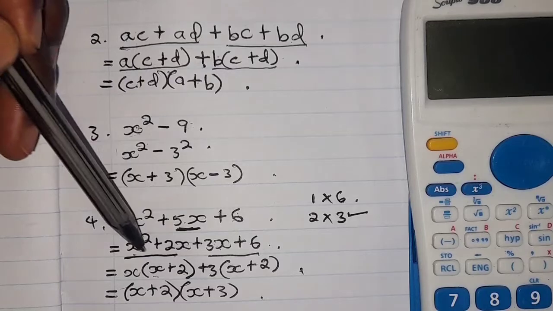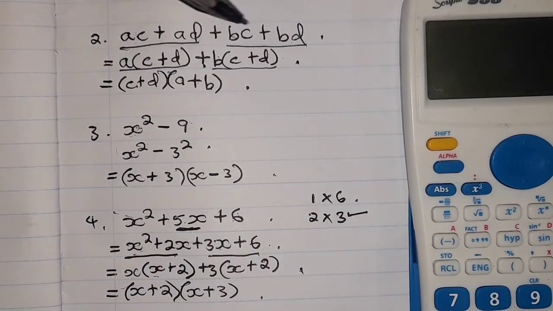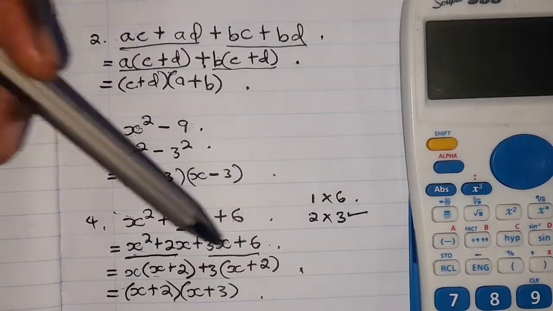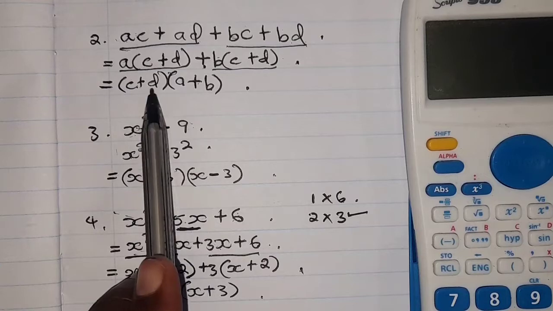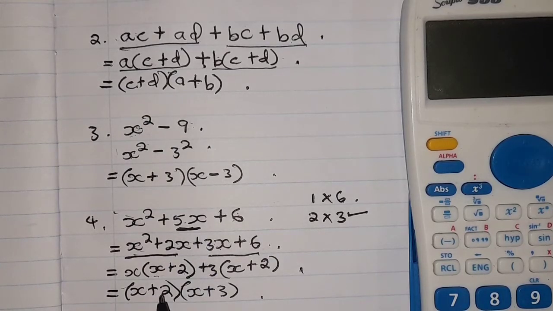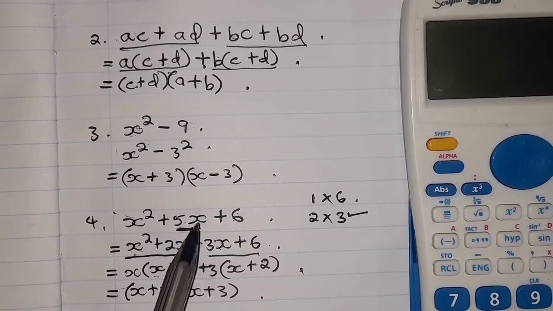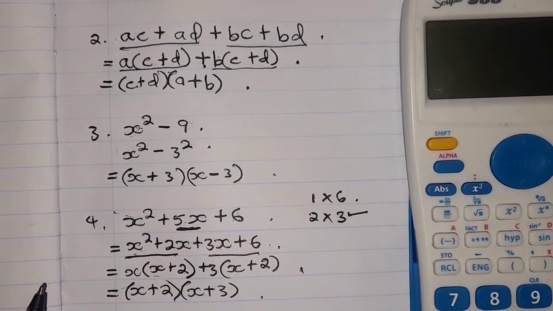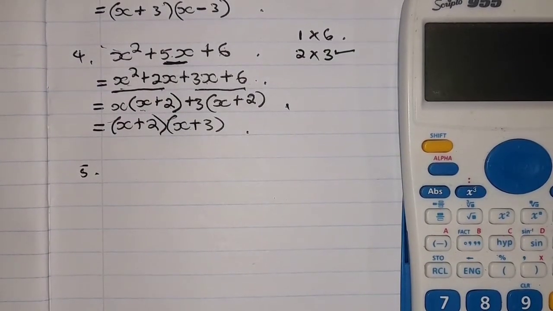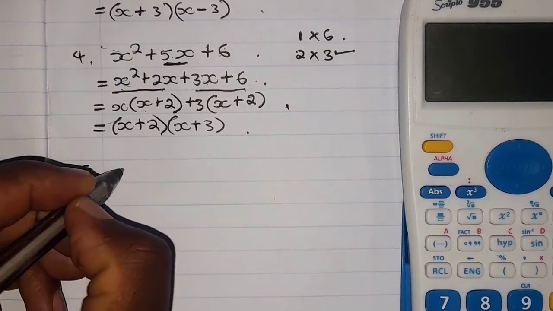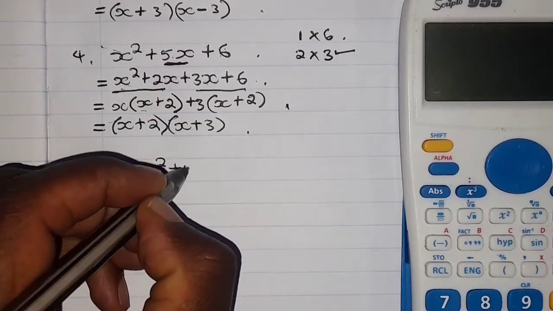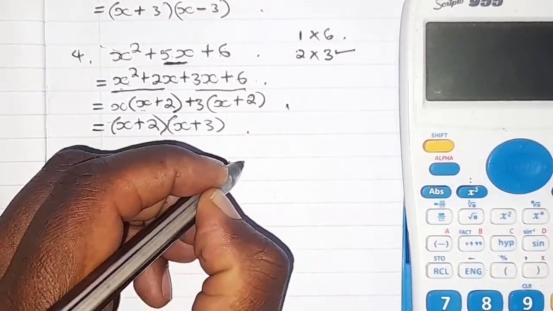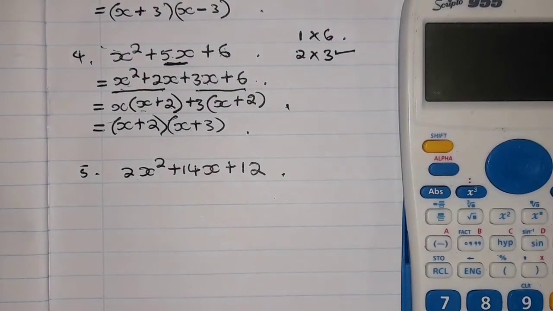This part is exactly the same as this part. The way we factorize this expression is exactly the same way we factorize the previous one, and the results will be the same, 2 brackets and 2 brackets. So these 2 brackets are the factors of this one. And then the very last question. This is 2x squared plus 14x plus 12. All right.